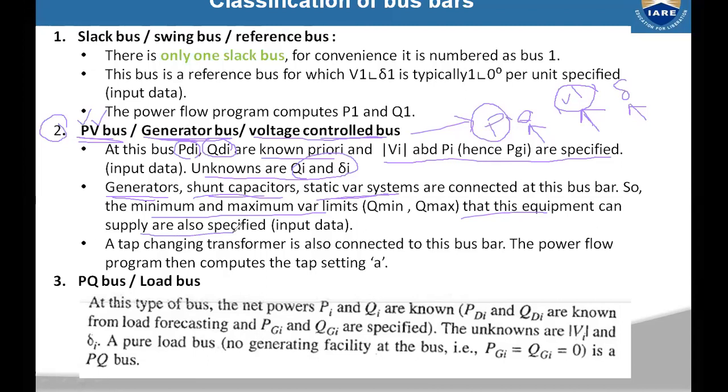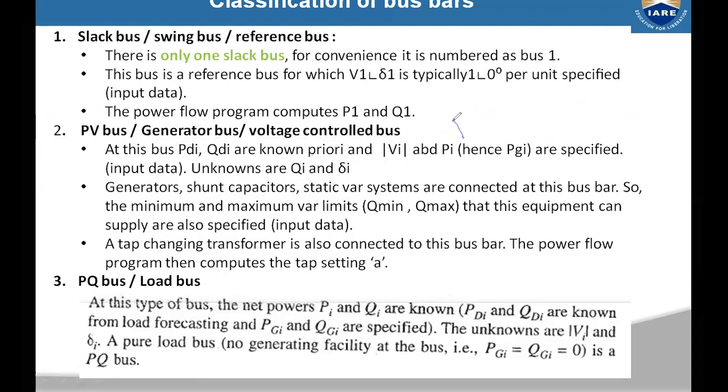Then how much reactive power can be supplied by this equipment? These two equipments will have some limits. Suppose you take the shunt capacitor, it will supply reactive power into the system, right? How much power can it supply? There will be some limits, Q minimum and Q maximum. Those Q minimum and Q maximum limits are also specified at the PV bus along with these two. Okay, have you understood?